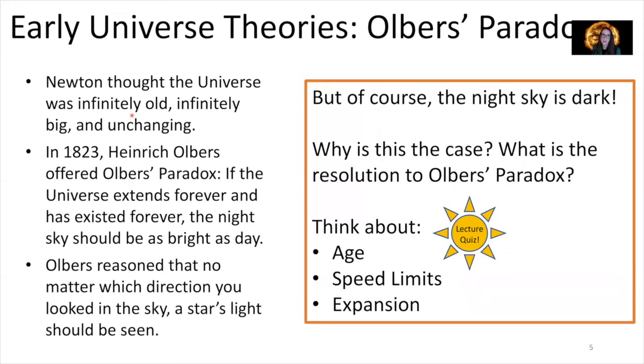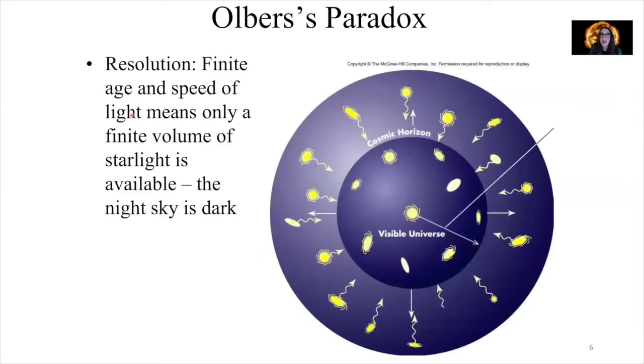Olbers reasoned that if our universe is infinitely old and infinitely big and unchanging, no matter which direction you looked in the sky, you should see a light from a star. Our entire sky should be lit up by stars within our galaxy and stars within all the other billions of galaxies in our universe. But we know that that's not the case. We can only see with our naked eye a few thousand stars in the sky on any given night. Well, the universe has a speed limit, and things cannot travel faster than a certain speed limit. The finite age and speed of light means only a finite volume of starlight is available.